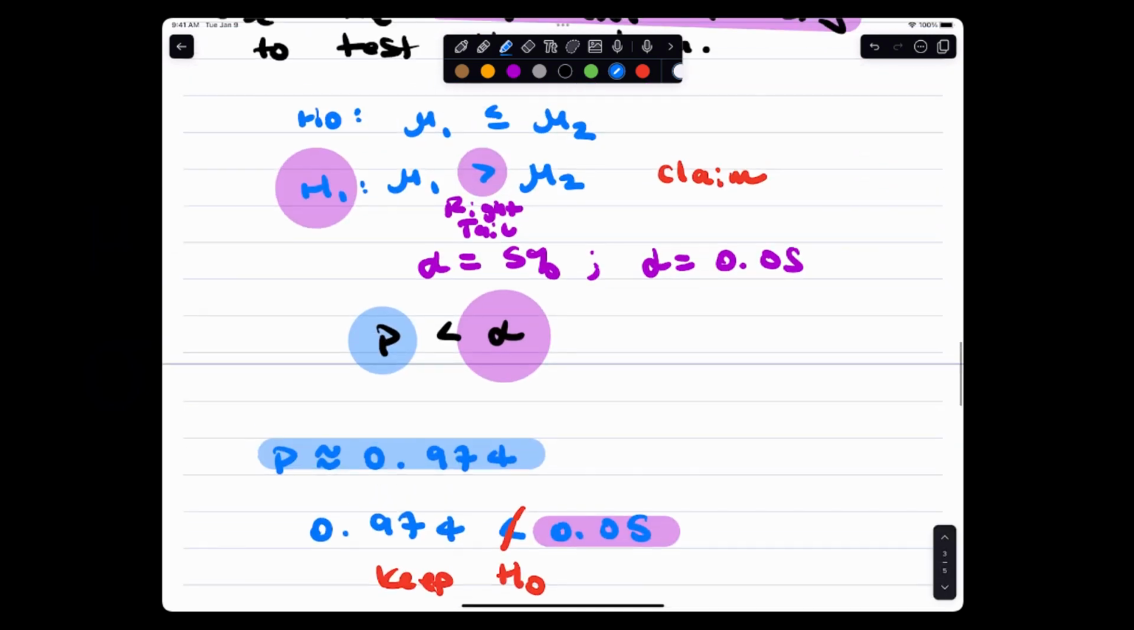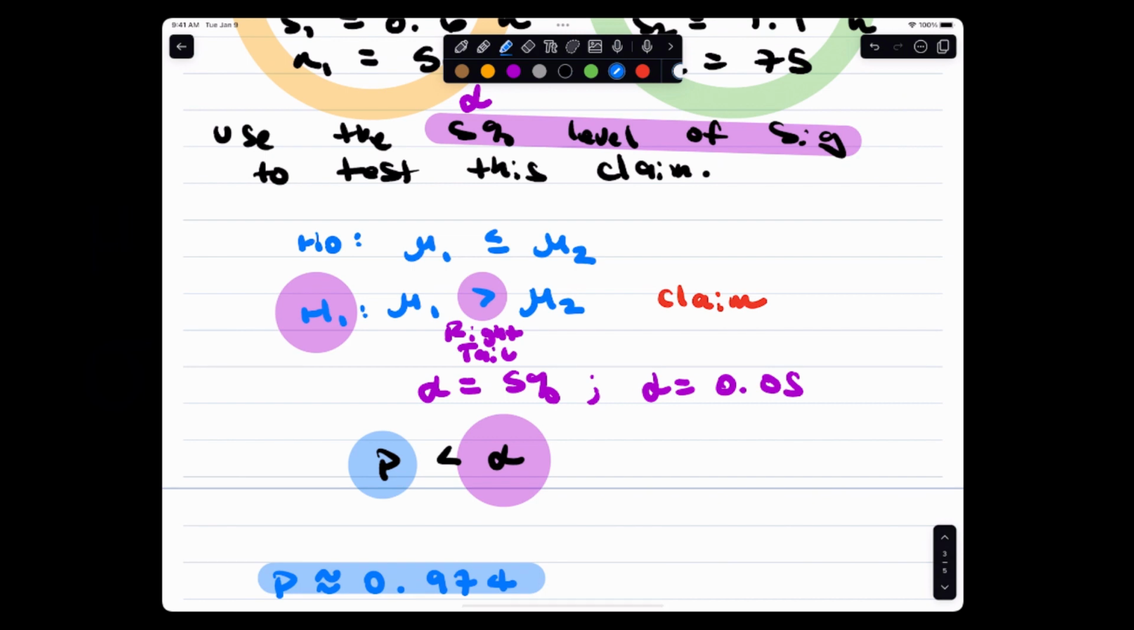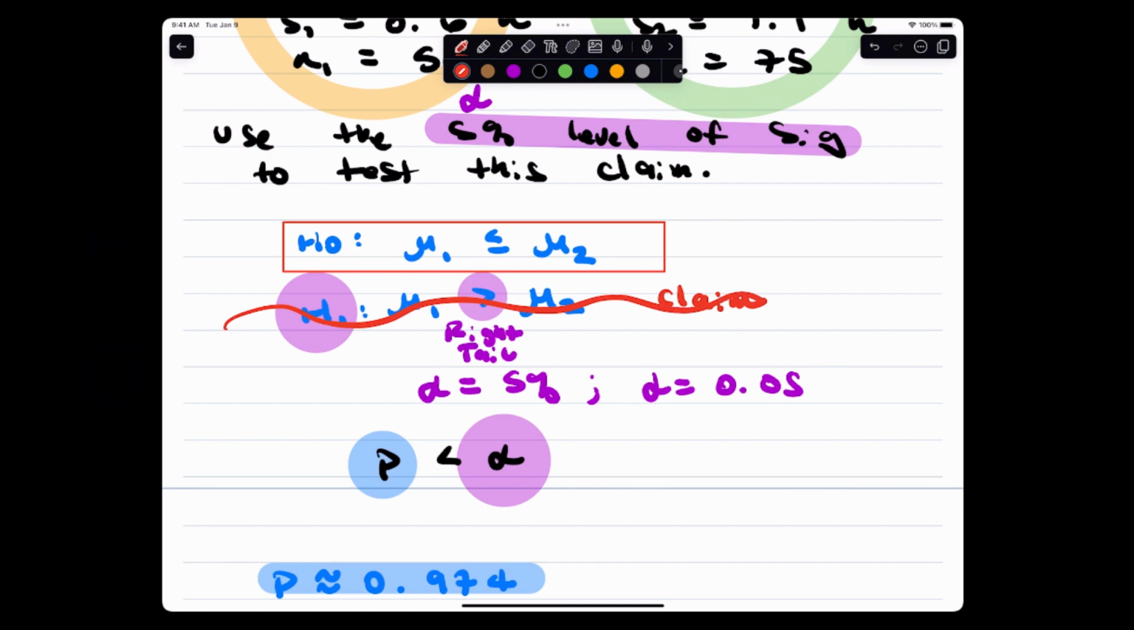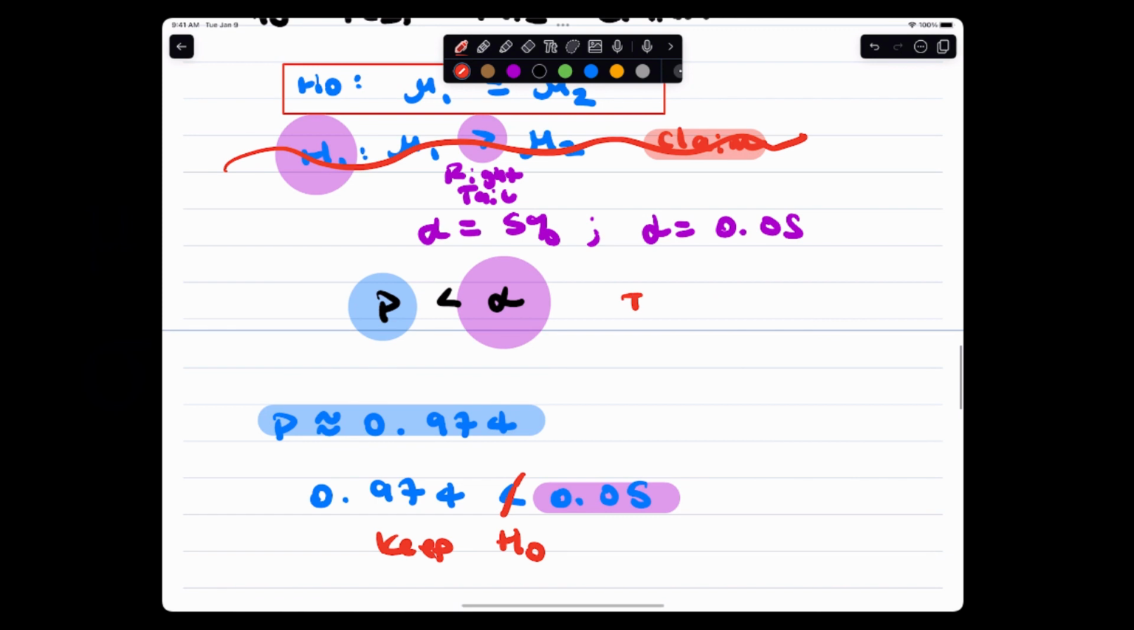If you keep the null, what does that mean? Keeping the null means the alternate is out. So we hug the null, and you're getting rid of the alternate. What did you happen to get rid of? You just got rid of the claim. So what does that mean? The sample does not support the claim. We got rid of it.